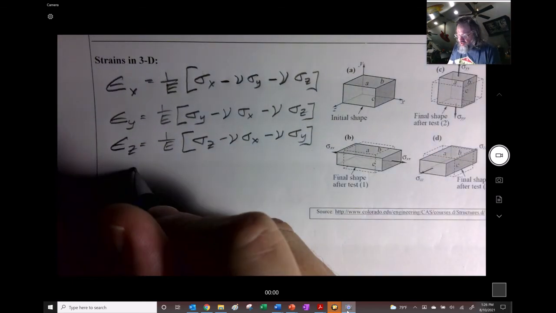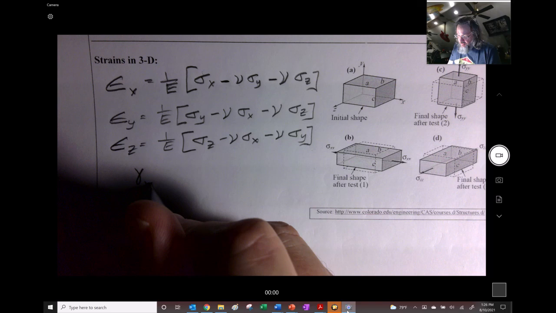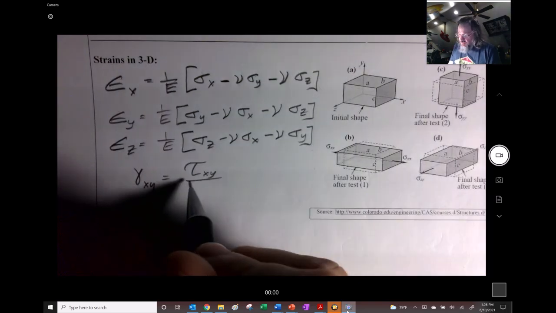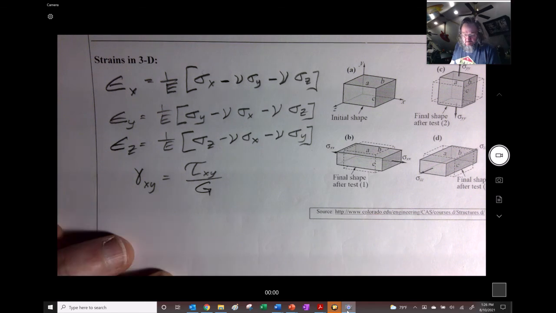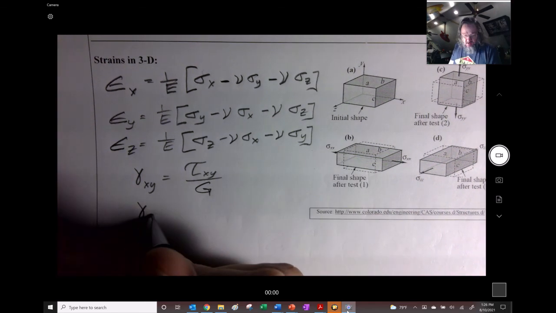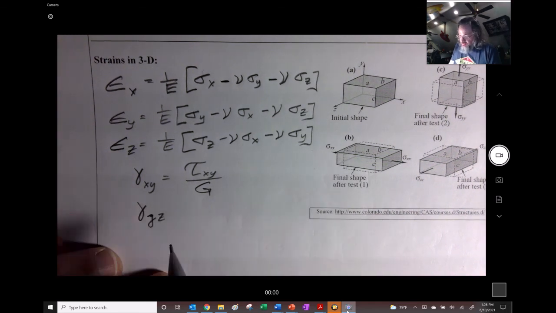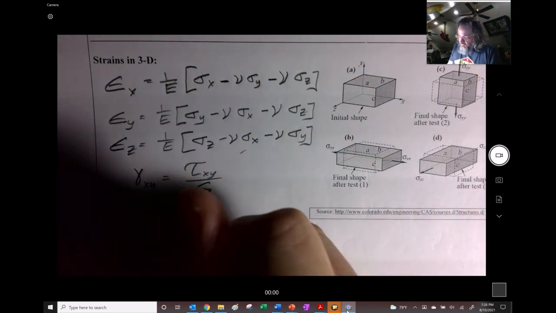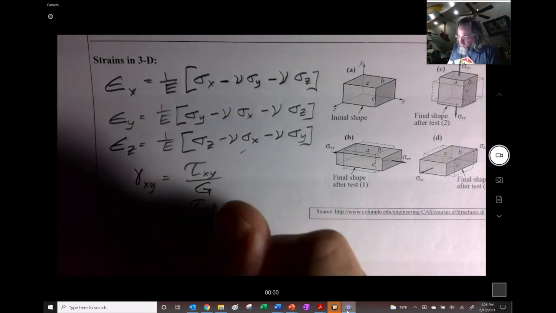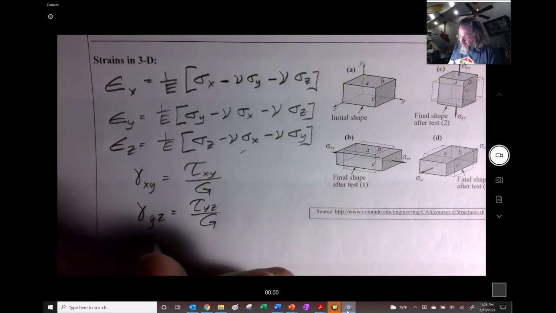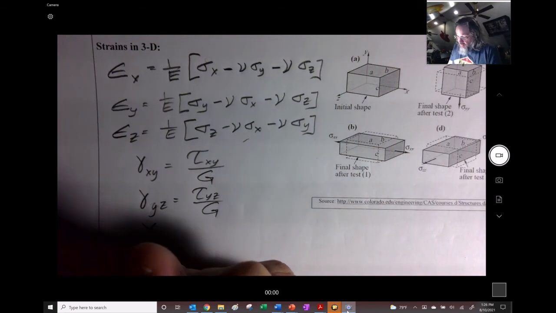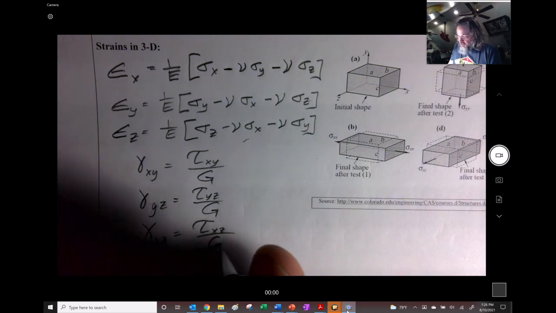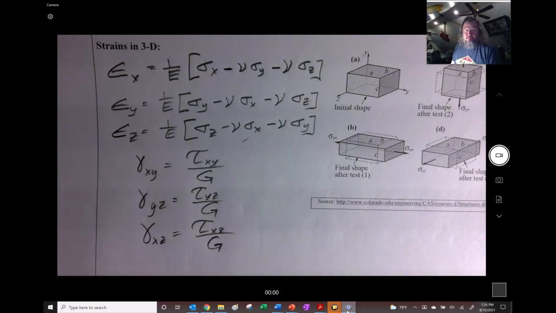And then for the shear strains, as I alluded to before, all you have to do is take tau divided by G. So gamma yz is tau yz divided by G, and gamma xz is tau xz divided by G. All right, so we're good.